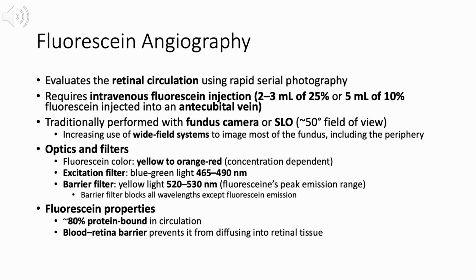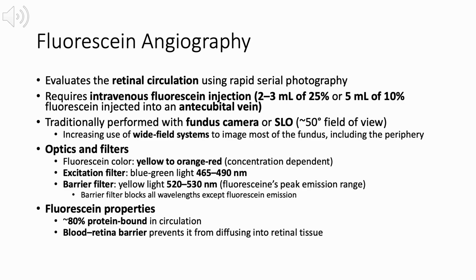This modality assesses retinal blood flow using rapid serial photography following intravenous injection of fluorescein dye. The dye is administered through an antecubital vein, typically as 2 to 3 milliliters of 25% fluorescein or 5 milliliters of 10% fluorescein. Fluorescein angiography is traditionally performed using a fundus camera or scanning laser ophthalmoscope, providing a field of view of approximately 50 degrees. Increasingly, wide-field systems are being used to image a much larger portion of the fundus, including the peripheral retina, expanding the diagnostic utility of this technique.